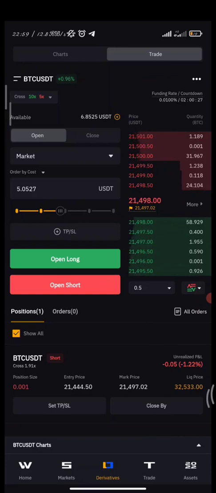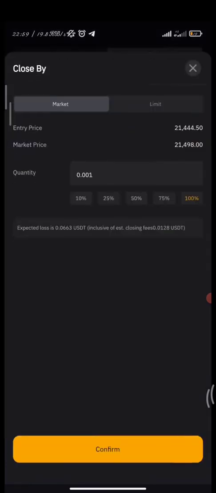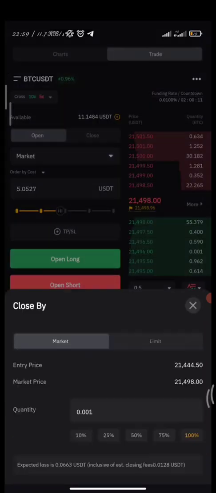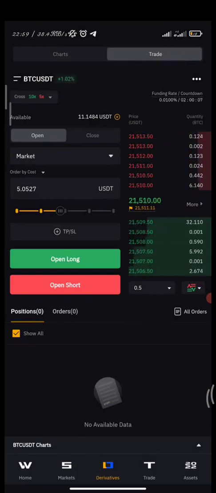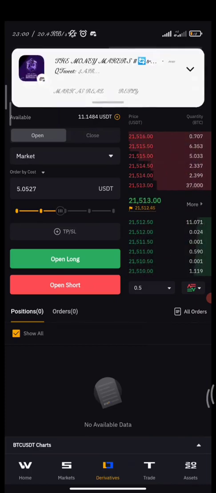When I close it, you can see the expected loss is 0.0663, which includes the closing fee. Yes, there are charges for everything, even Binance charges. So I can just click confirm. I was having 11.22 before, now it has reduced to 11 point something. But this is USDT, so apart from that, even if I didn't trade till tomorrow, it's still going to be like this because it's a stable coin.